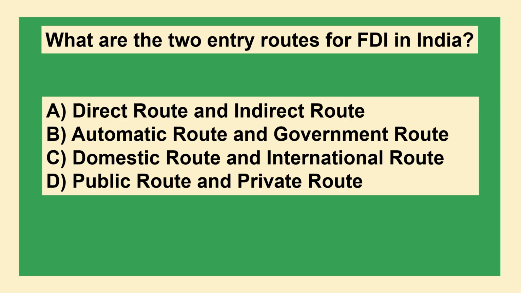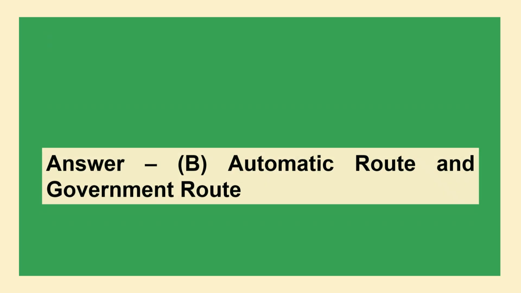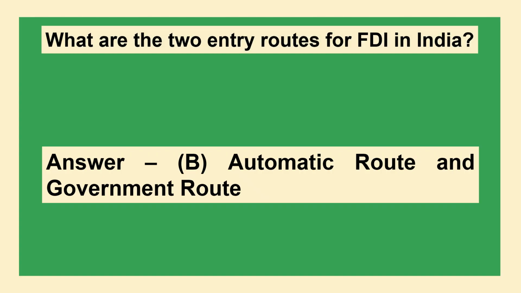What are the two entry routes for FDI in India? Option A, direct route and indirect route. Option B, automatic route and government route. Option C, domestic route and international route. Option D, public route and private route. The answer is option B, automatic route and government route.